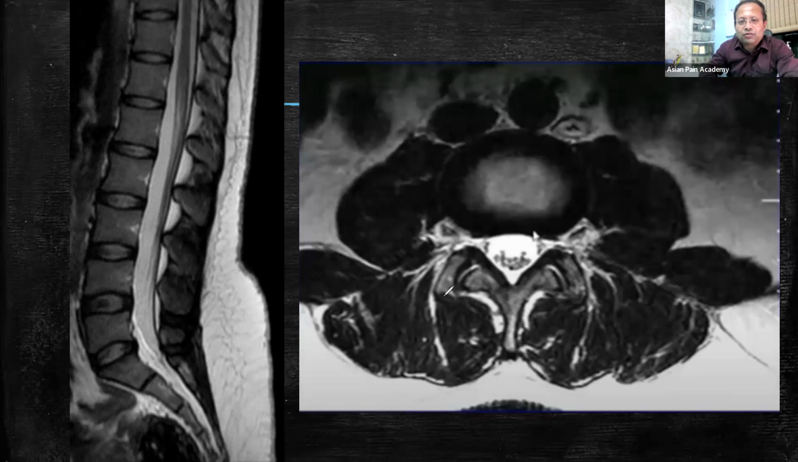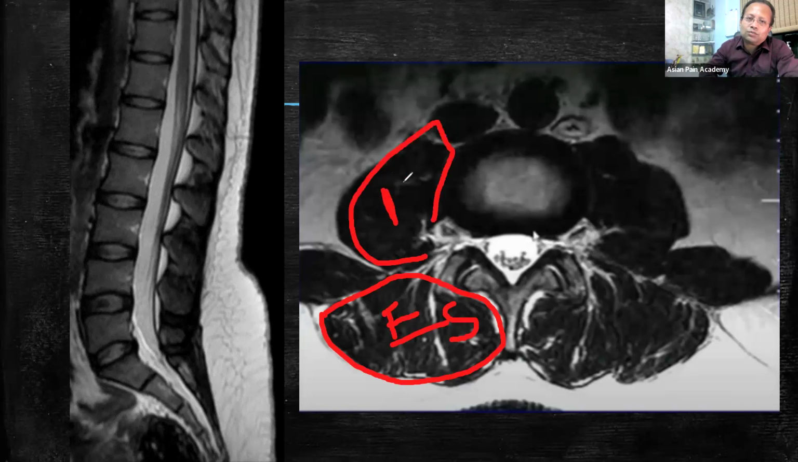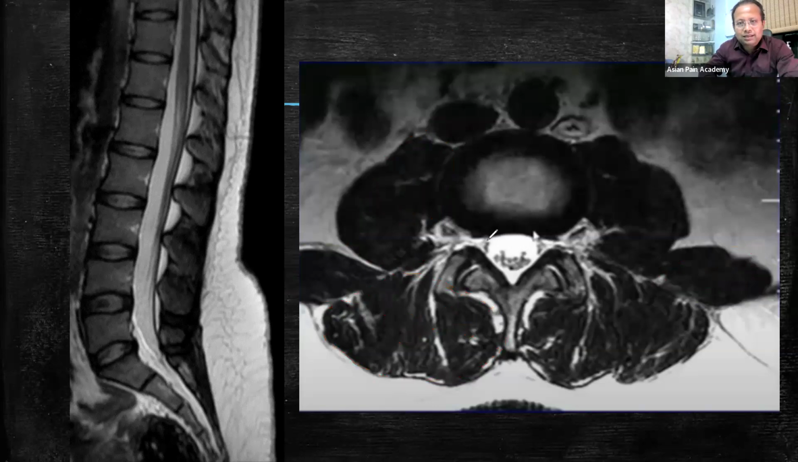And what we can see, of course, are the muscles in these areas. These are the erector spinae muscles. These are the psoas muscle, this much psoas muscle, and this small leaf-like muscle is called quadratus lumborum. So these are muscles. Now let us see this area.